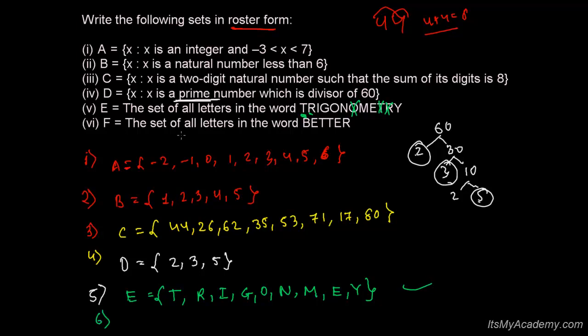So the sixth one: now F, the set of all letters in the word better. F is another set which includes B. First write B, and then E, and then T. T is repeating again, so I'll cancel this. One more time, E is repeating, I'll cancel this, and R. So this is the set of better. We don't repeat letters while writing the set. I've already mentioned this is the way of representing the set. I hope you understand how to represent anything in roster form or tabular form or listing method.